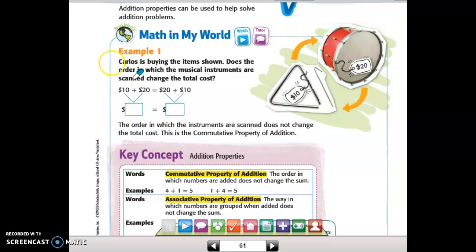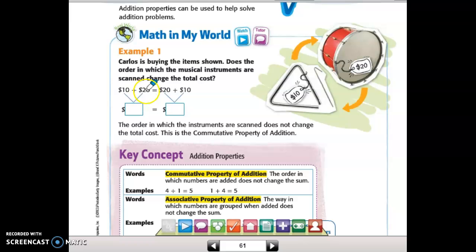Now let's go back and look at what they've given us. Example 1, Carlos is buying the items shown. So we've got a triangle and we've got a drum. Does the order in which the musical instruments are scanned change the total cost?